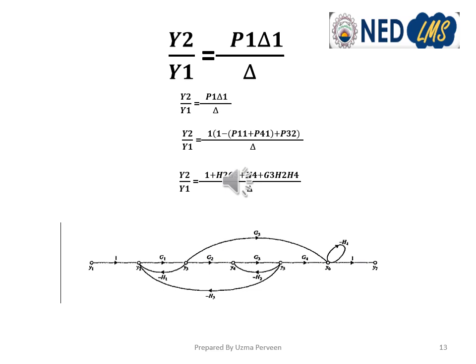Okay, now after calculating the values of P1, del 1 and del, we'll put these values in the formula and we'll get the value Y2 upon Y1 equals 1 plus H2G3 plus H4 plus G3H2H4 upon del.